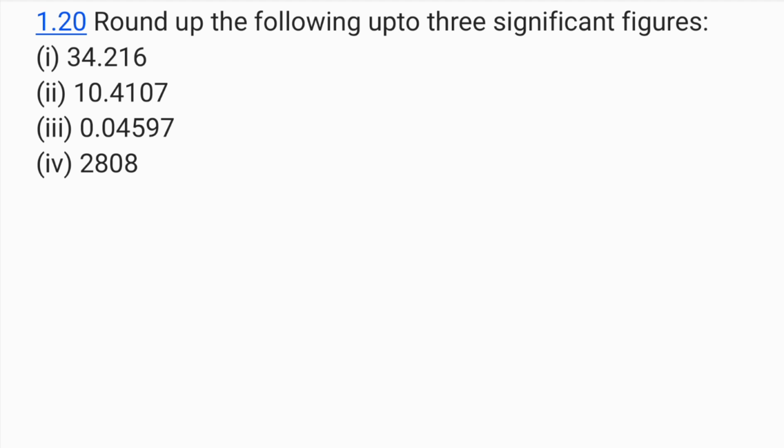All right, let's go to another question: round up the following to 3 significant figures. We have already done the rules to calculate significant figures, and now we are going to round it up to 3 significant figures. If we look at the first question, there are 1, 2, 3, 4, 5 non-zero digits, and these are going to be 5 significant figures.